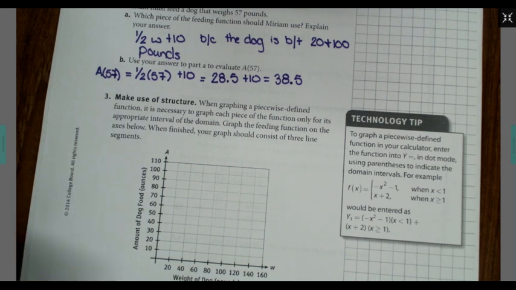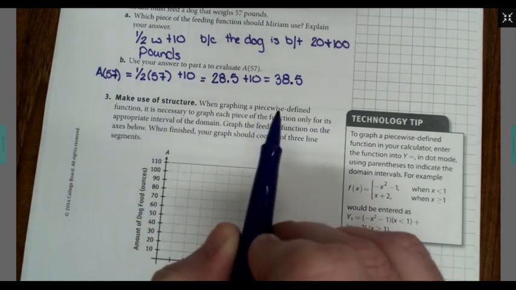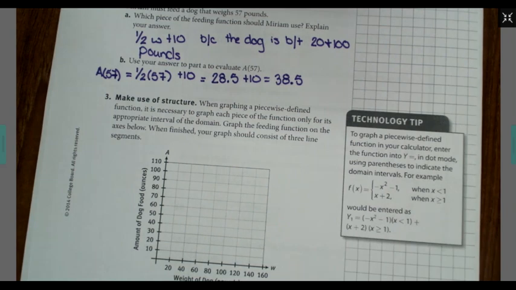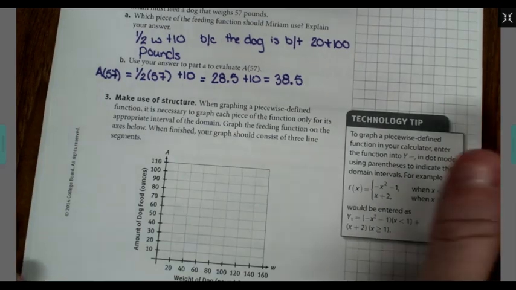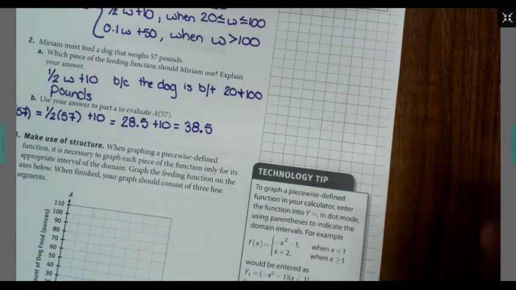All right. It says when graphing a piecewise defined function, it is necessary to graph each piece of the function only for its appropriate intervals of the domain. Graphing the feeding function on the axis below. When finished, your graph should consist of 3 line segments. All right. So I want to talk about this. I'm actually going to graph this in 3 separate colors just so we can see the pieces here.